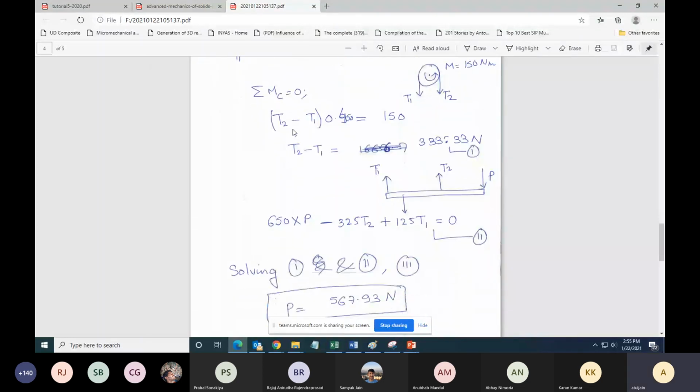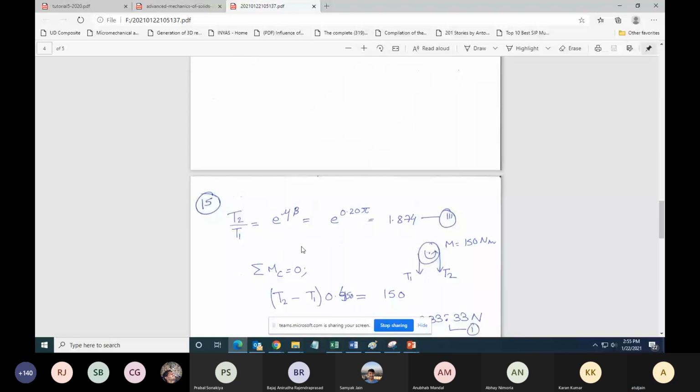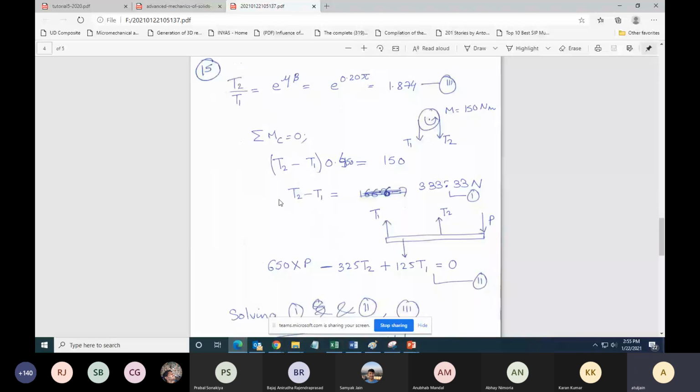The other equation is T2 by T1 equals e to the power mu beta. Summation of MC is 0 and moment about point O is 0. Three equations, three unknowns, you can solve it. T2, T1, P, all you can get. Okay, clear?